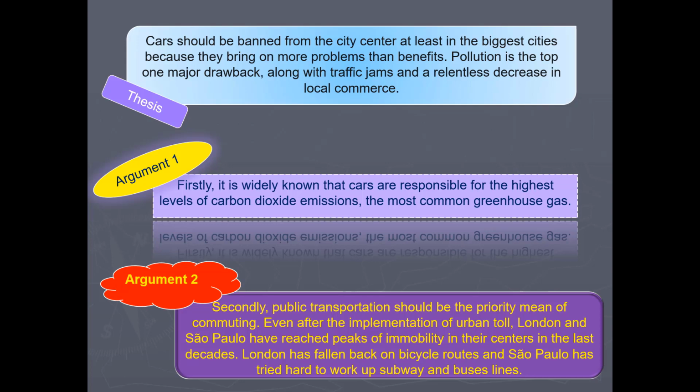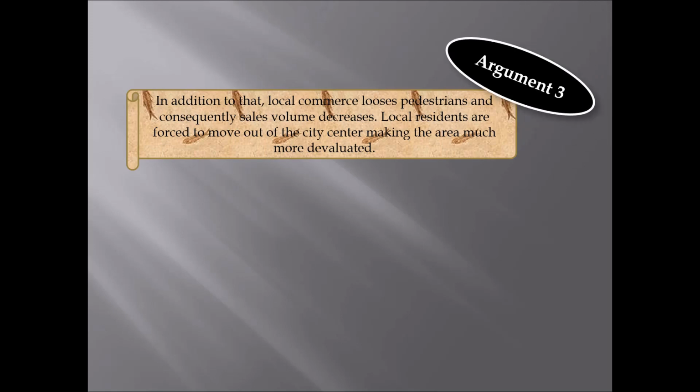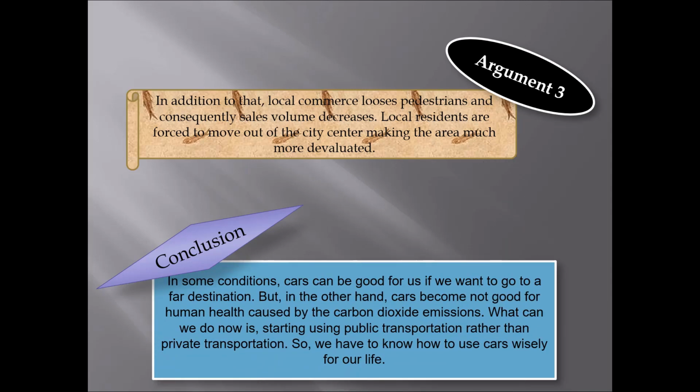Okay, the first paragraph is about the thesis. Second is argument 1, and the third paragraph is argument 2. Next, we have another argument, argument 3. And the last, we can find the conclusion in the last paragraph.